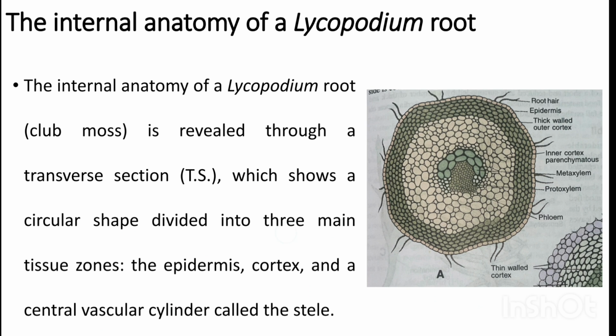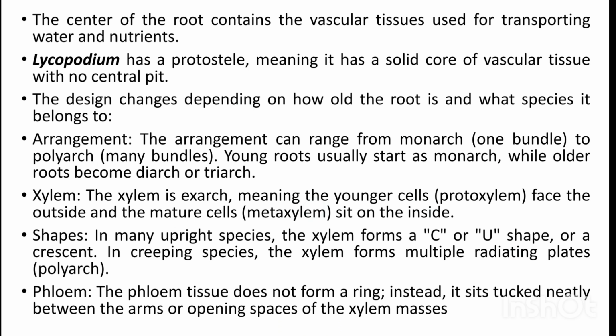Okay, next, the internal anatomy of the root. The transverse section of the root shows that the root can be divided into three main tissue zones: the epidermis, the cortex, and the vascular cylinder called stele. The center of the root contains vascular tissue used for transportation of water and nutrients from the soil to the stem. So the Lycopodium root has protostele, meaning a solid core of vascular tissue with no central pith.